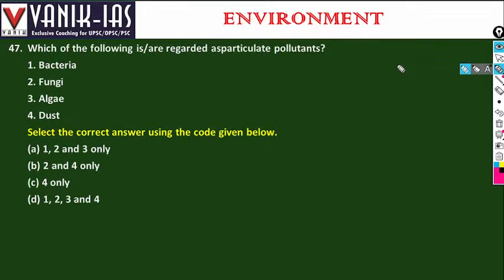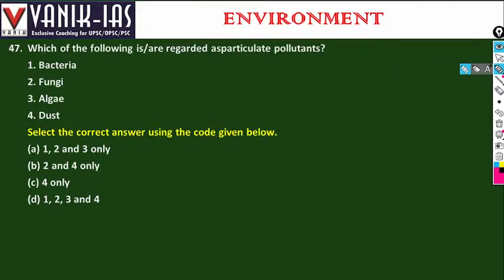Which of the following is regarded as a particulate pollutants? Bacteria, fungi, algae, dust. Particulate pollutants: bacteria, fungi, algae, or dust.